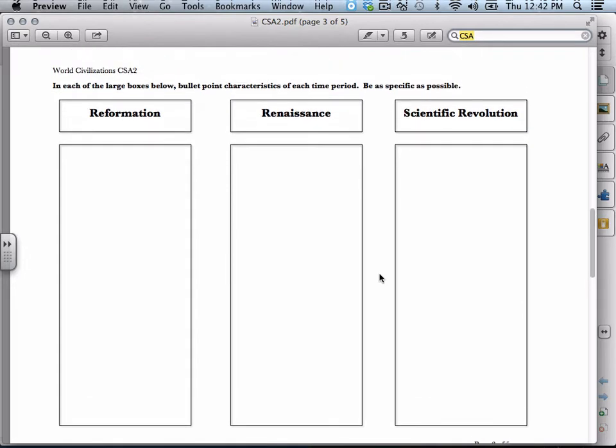So look at the instructions there. In each of the large boxes below, bullet point characteristics of each time period. Be as specific as possible. This is you downloading your brain first thing when you sit down with this CSA, with this final, right? Everything you can remember about each one of these.